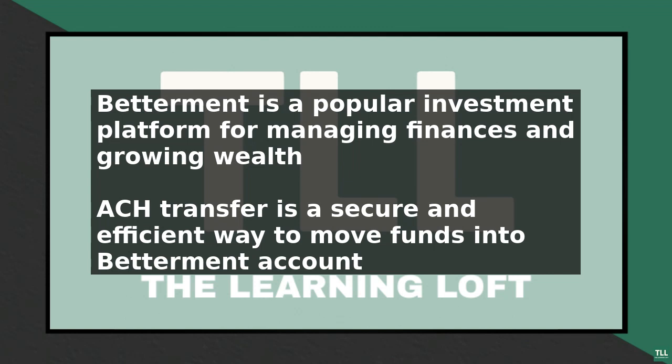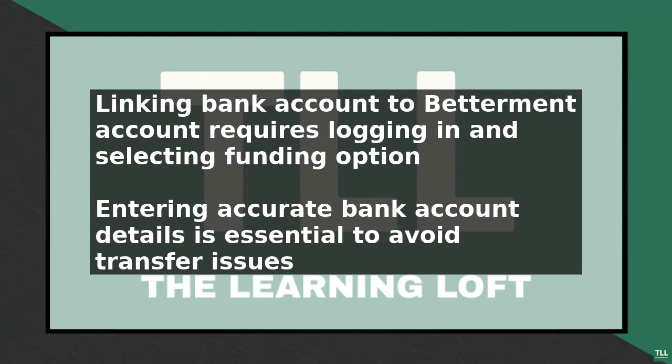To get started, you will need to link your bank account to your Betterment account. This can be done by logging into your Betterment account and selecting the funding option. You will then be prompted to enter your bank account details, including the account number and routing number. It is essential to ensure that the account details are accurate to avoid any transfer issues. Once your bank account is linked, you can initiate an ACH transfer.